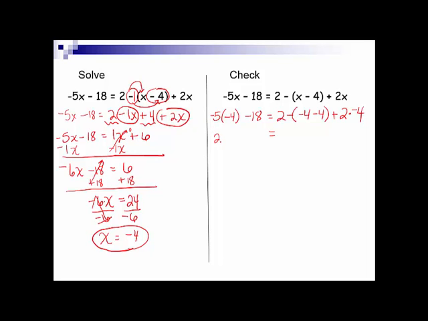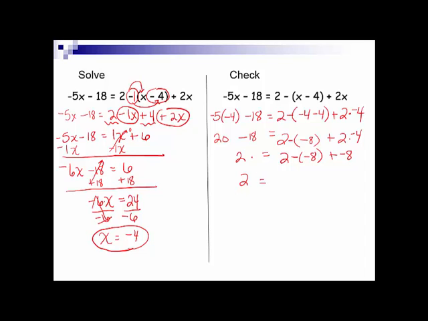Negative 5 times negative 4 is a positive 20. 20 minus 18 is 2. So the left-hand side simplifies down to 2. Let's see what happens on the right-hand side of this equal sign. Starting in parentheses, negative 4 minus 4, that's a negative 8 within parentheses. So we have 2 minus, and then a negative 8 plus 2 times negative 4. So that's 2 minus a negative 8 plus 2 times negative 4 is negative 8.